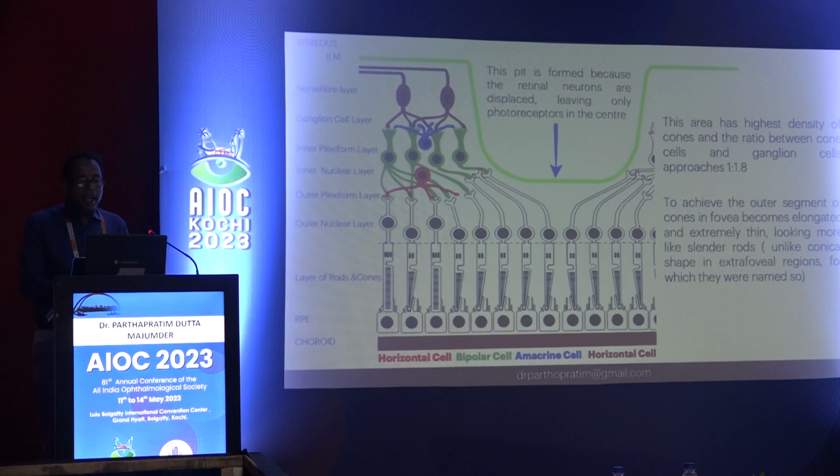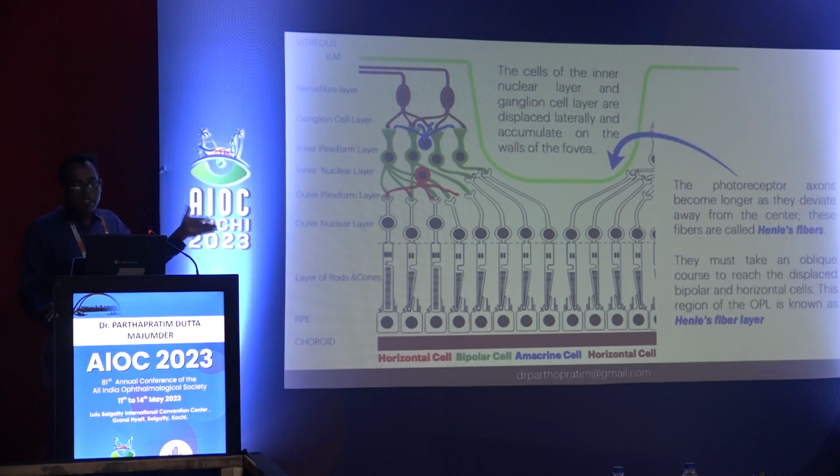Now, this area has the highest density of cones, and the ratio between cone cells and ganglion cells approaches almost 1:1.8. To achieve this, the outer segment of the cones in the fovea becomes elongated and extremely thin, looking more slender, like rods, unlike the conical shape in other parts. That's why you will see here that the photoreceptor axons become longer and deviate away from the center, and these are called Henle's fibers. These are the Henle's fibers you are seeing here, and they have to take an oblique course because they are displaced.